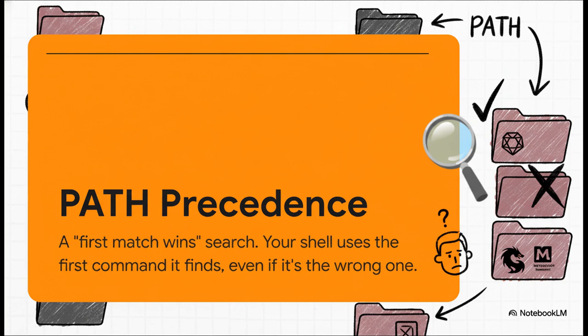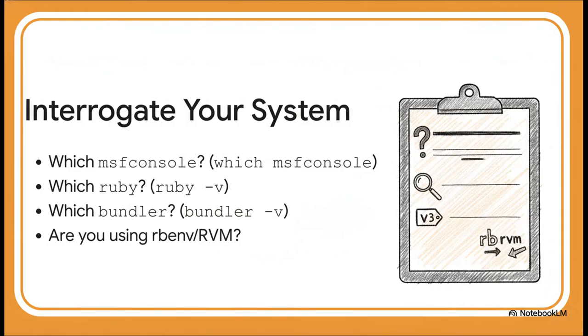Just think of your path as a list of addresses. When you type msfconsole, your shell looks through that list, in order, for something that matches. The very first one it finds, it uses. First match wins. So you might have the correct system version of Ruby installed, but if an older user-installed version appears earlier in your path, that's the one your shell is going to grab, even if it's the completely wrong one for Metasploit.